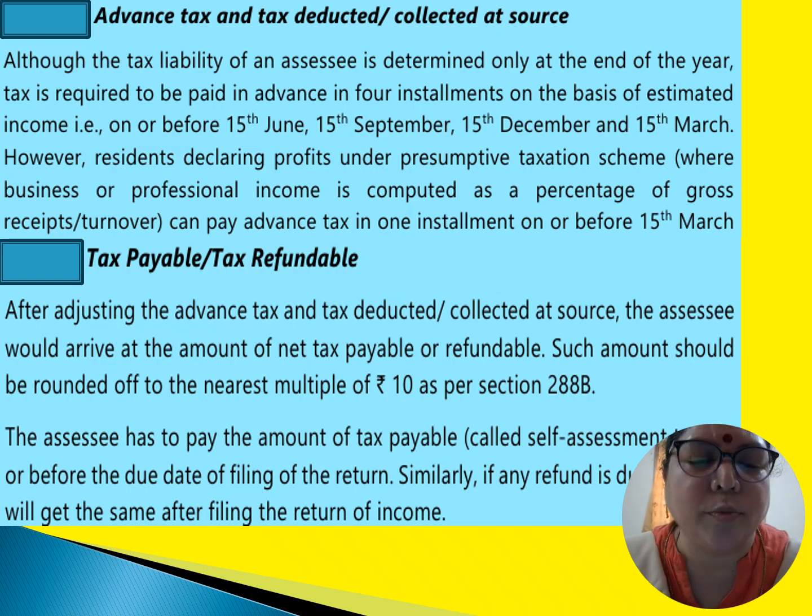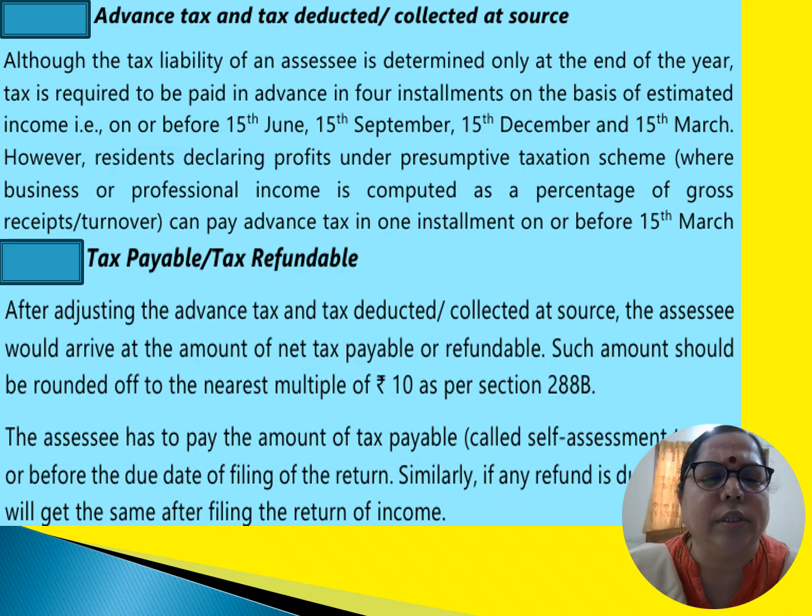Then advance tax and tax payable: advance tax and tax collected at source. Although the tax liability of an assessee is determined only at the end of the year, tax is required to be paid in advance in 4 installments on the basis of the estimated income. That is on or before 15th June, 15th September, 15th December and 15th March. However, residents declaring profits under the presumptive tax scheme, where business or professional income is computed as a percentage of gross receipts or turnover, can pay advance tax in one installment on or before 15th March.